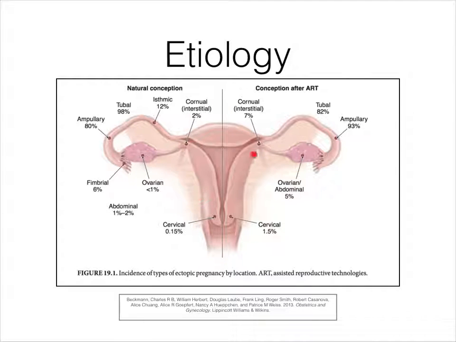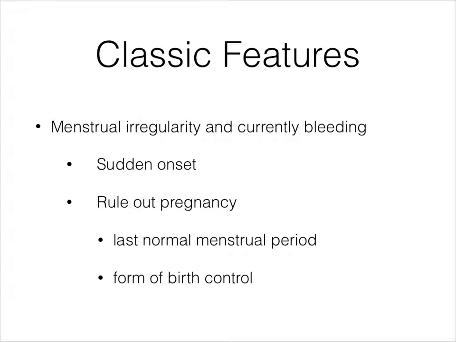Unlike the body of the uterus that can expand to accommodate a growing pregnancy, the tube cannot expand very much before the fertilized egg ruptures the tube. This leads to hemorrhage from the ruptured tube, and the sudden spillage of blood results in the sudden onset of symptoms from the peritoneal irritation. So let's look at the classic features of an acute ruptured ectopic pregnancy.